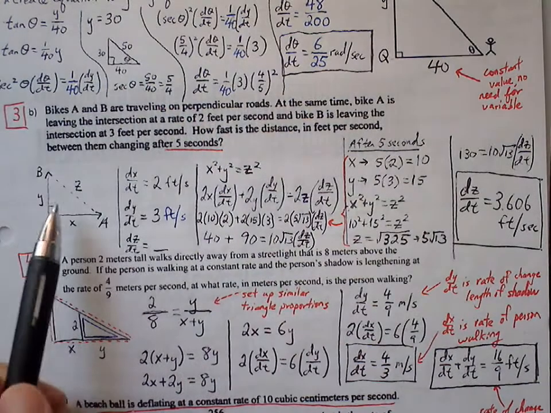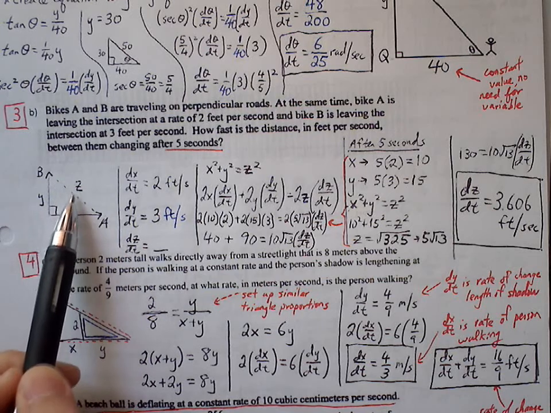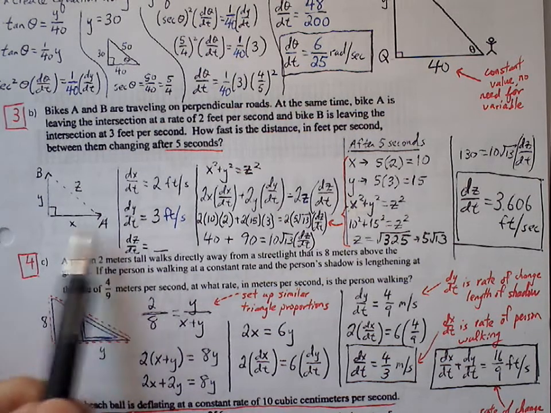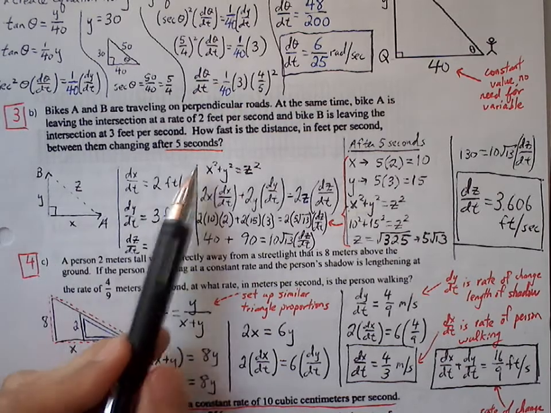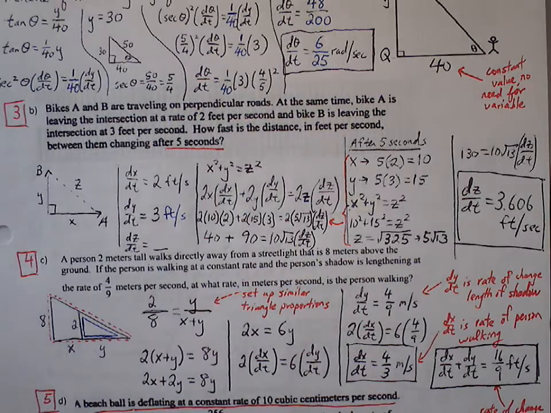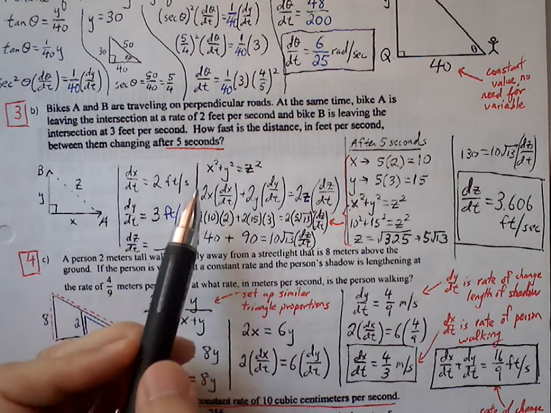And we're trying to find the rate of change of this distance between A and B, which we can call z. So dz/dt. This is really just going to be a Pythagorean theorem problem. A squared plus b squared equals c squared. So in this case, x squared plus y squared equals z squared. Find the derivative with respect to time.